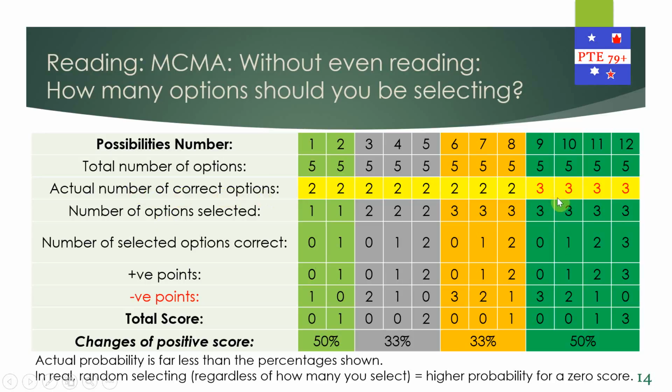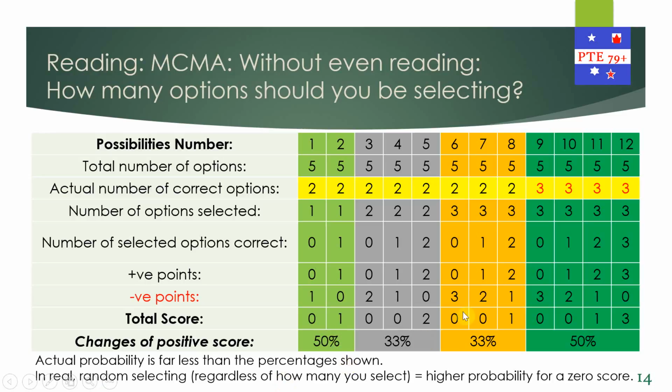Actual number of correct options, three, right? Not only two, sometimes three can be correct as well. So what happens in that case? If you select one, either it's right or wrong, so 50% chances of getting it right. Actually, the probability is not 50% because out of the five, if you're selecting only one, it's 1 by 5. So it's less than 50%. But just to understand in simple terms, if you tick it, you're either going to get correct or wrong.